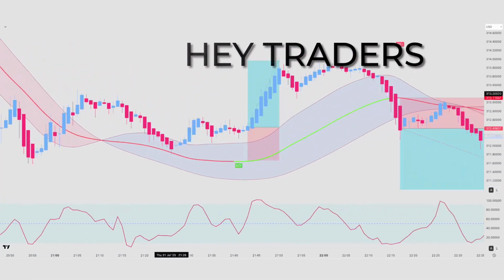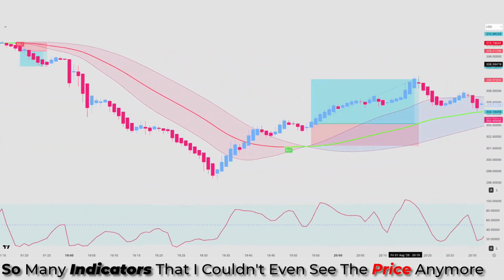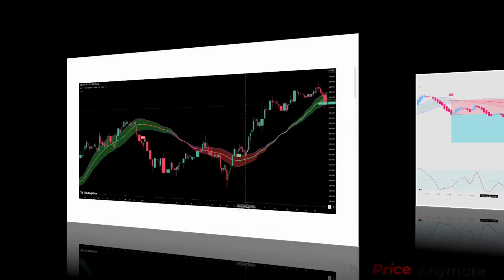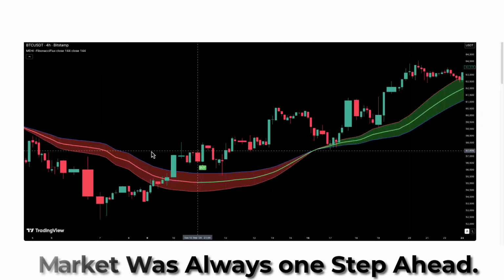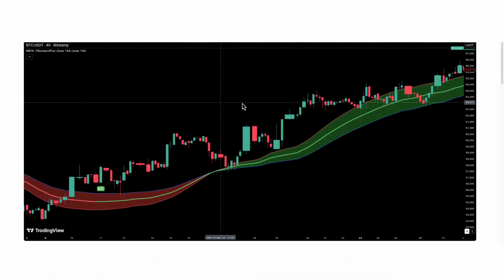Hey traders! There was a time when my chart looked like a control panel. So many indicators that I couldn't even see the price anymore. I followed every signal, but the market was always one step ahead. Then I made a decision. I removed all the indicators.